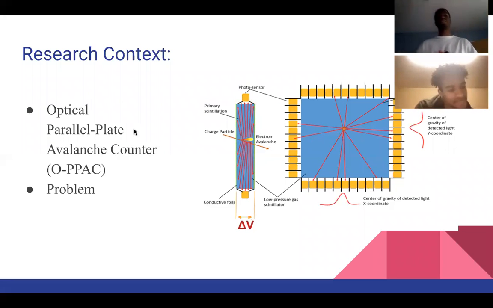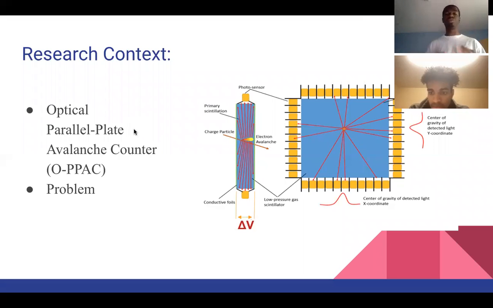Research context. So basically what we're working with is data from an optical parallel plate avalanche counter. How this works is basically the Facility for Rare Isotope Beams uses this to investigate and get conclusions about the nucleus using the data collected.